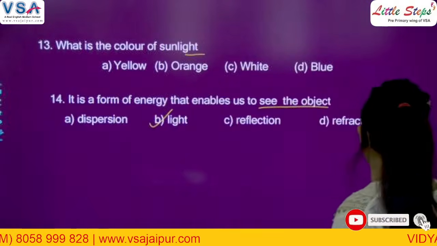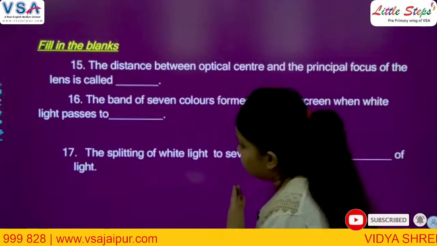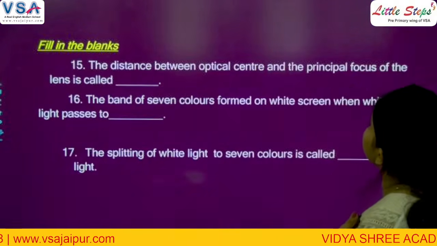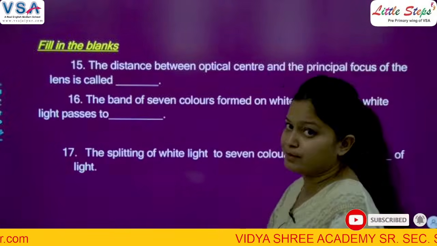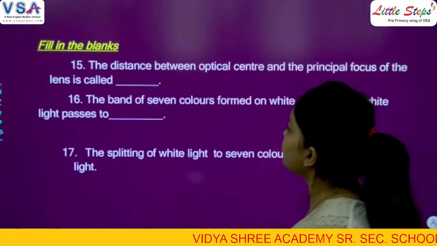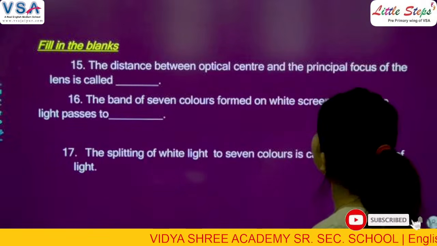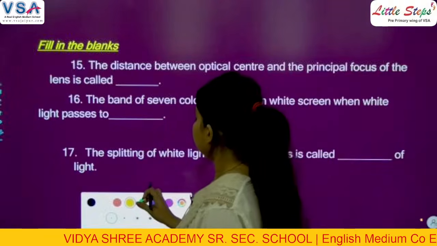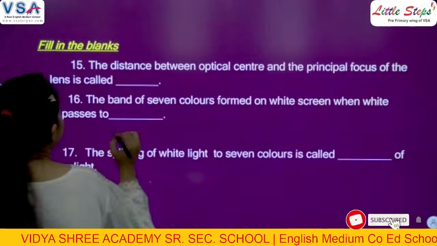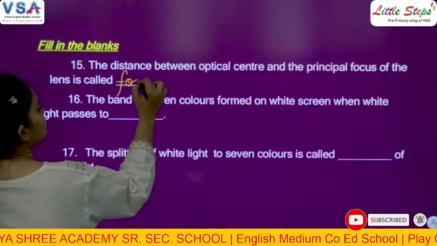So next MCQ we have the distance between the optical center. Okay, that's all about the MCQ part. Now we are heading to fill in the blanks. This will also come in our exams. The distance between the optical center and the principal focus of the lens is called. What is it? It is focal length.